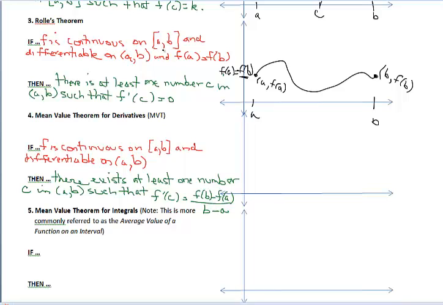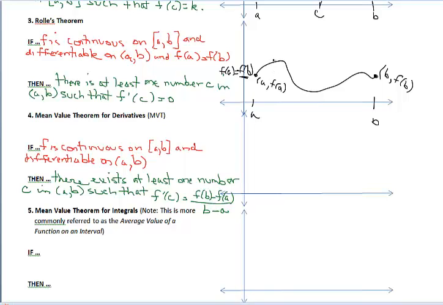So if f is continuous on the closed interval from a to b and differentiable on the open interval from a to b, then there is at least one number c that falls between these two x values such that the slope of the graph is 0. And this is supposed to be more rounded than it looks right here, but we're supposed to have at least one number c such that the slope is 0, where you have horizontal tangents.